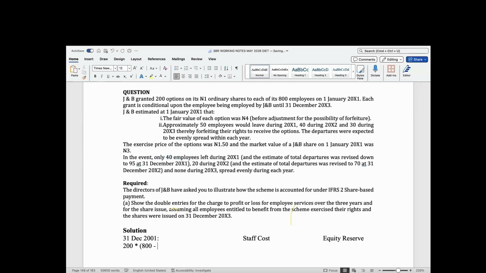705. That's 800 minus 95, because the estimate of total departure is 95. Meaning a total of 95 will leave over the 3 years. So times the fair value of the option at the grant date, which is 4 naira. So how much would that give us?